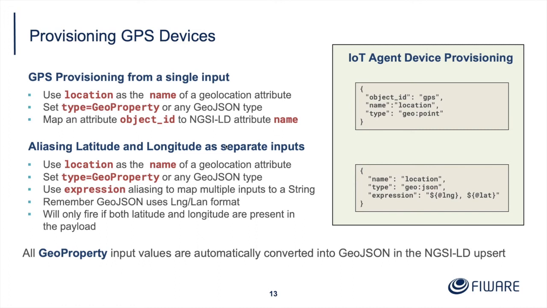Provided you've put GeoJSON or GeoProperty or one of the values, you could even use line string or polygon here, you will be able to get the data converted automatically.